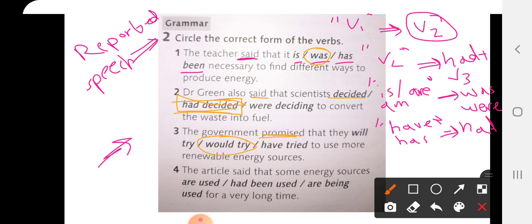The article said that some energy sources are used, had been used, are being used. Are and are what? Are present, so they're not the answer. So what? It had been used. This is the answer. Okay, is that clear for you? If you have, of course, any question, you can send me as a comment and so on.